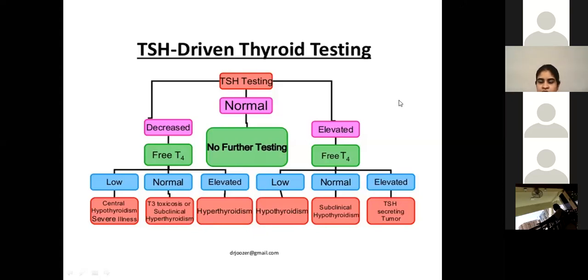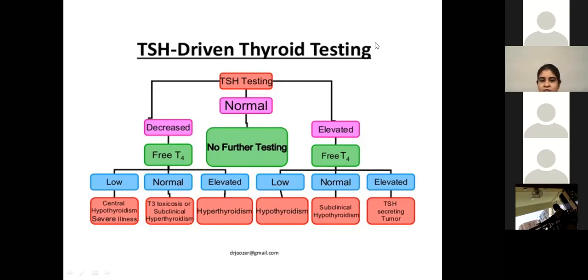So we talked about the first line being TSH testing. If it's normal, you don't have to do anything. Send the patient away and look into some other reason for the patient's illness. Let me revise that and I'll come back to your question. So if it's normal, you don't have to do any more testing. But if it's decreased or elevated, in both cases you have to do free T4.